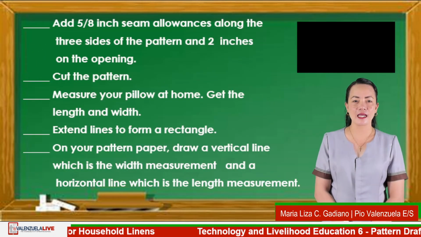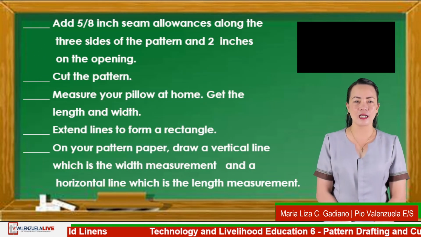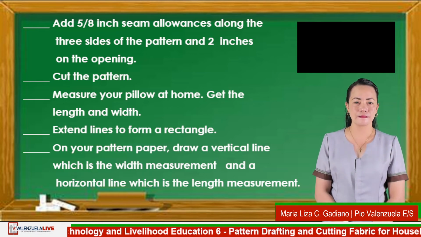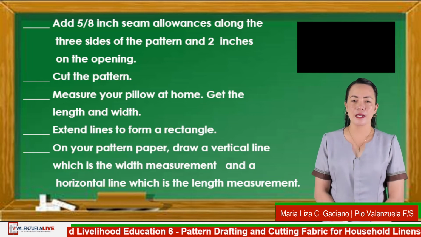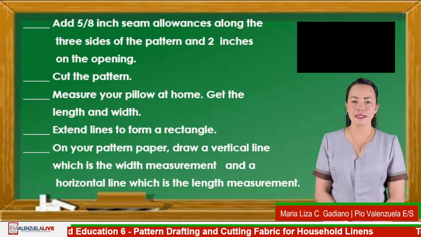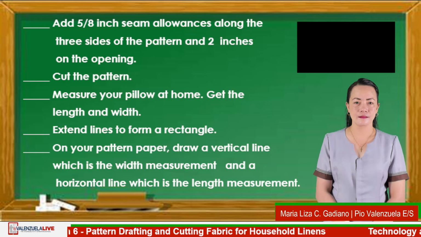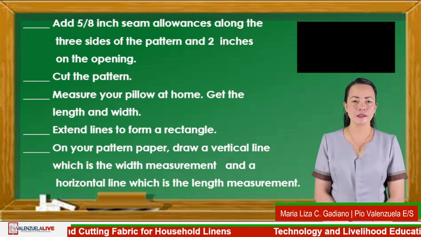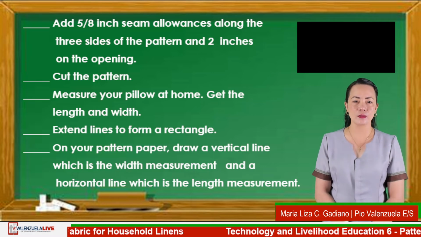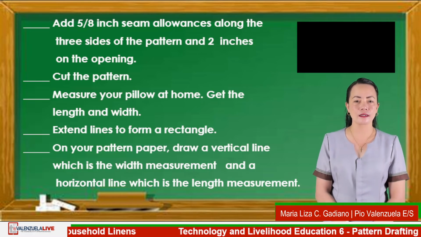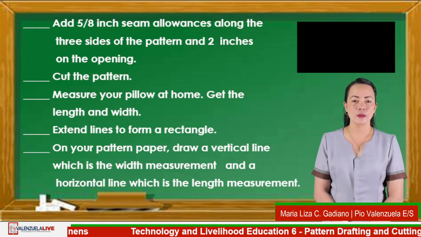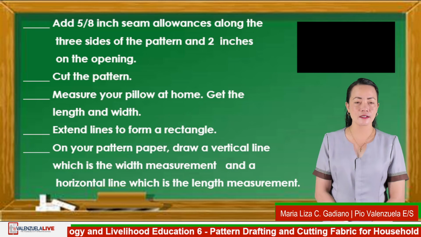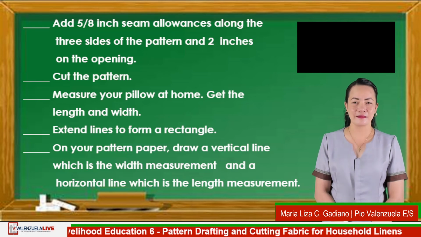Add 5/8-inch seam allowances along the 3 sides of the pattern and 2 inches on the opening. Cut the pattern. Measure your pillow at home. Get the length and width. Extend lines to form a rectangle. On your pattern paper, draw a vertical line which is the width measurement and a horizontal line which is the length measurement. Your 25 seconds timer starts now.